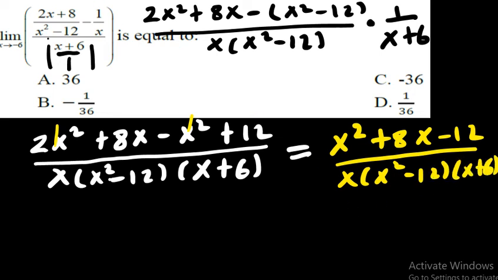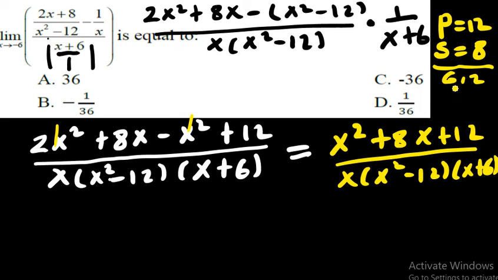Now let us try to factorize the numerator part. To factorize, think of two numbers with product 12 and sum equal to the middle term, which is 8. Obviously these two numbers are 6 and 2. If you multiply 6 by 2, it gives you 12. If you add 6 and 2, it gives you 8. So I can write the numerator part as x plus 6 and x plus 2.